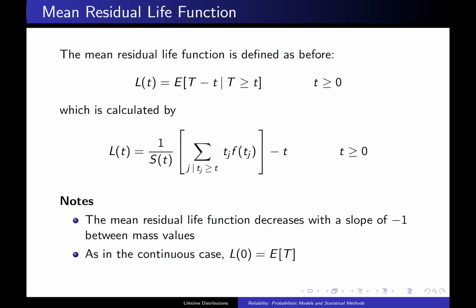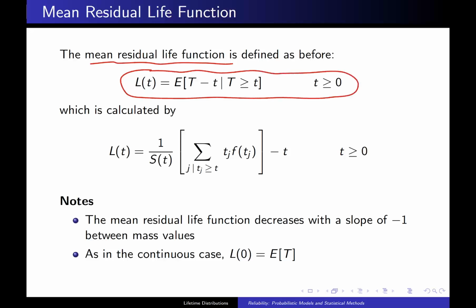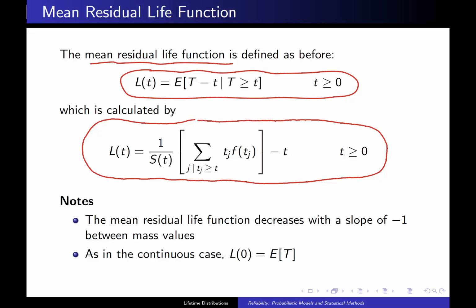Finally, the last of the 5 is the mean residual life function, and this is exactly the same definition as in the continuous case. And if you work through the mathematics in exactly the same fashion as before, but now instead of an integral you have a summation, you get a very, very similar formula for the mean residual life function. Just instead of an integral here inside the brackets, you have a summation.